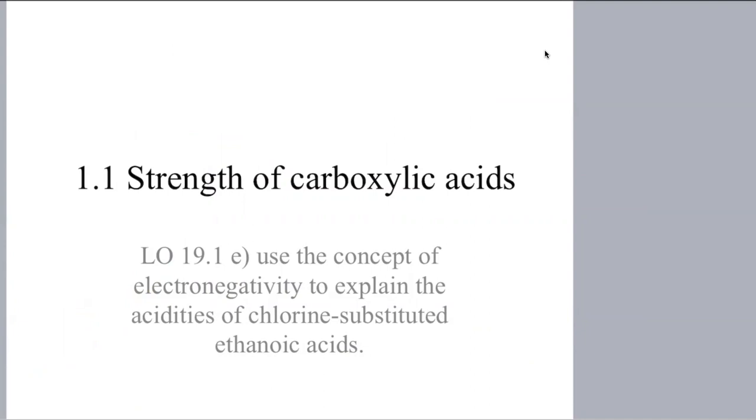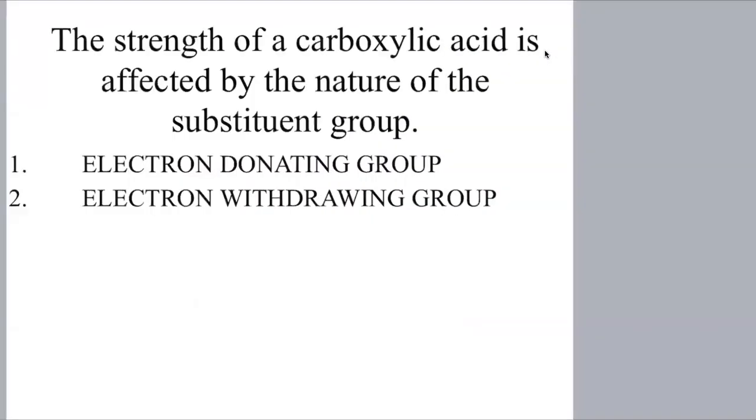Today we're going to look at the strength of carboxylic acids, just within the functional group. That means we're not looking at the other functional groups. The learning objective is to use the concept of electronegativity to explain chlorine substituted ethanoic acids. The strength of a carboxylic acid can be affected by the nature of the substituent group. A substituent group is an atom or a group of atoms that has been attached to one or more atoms in the carboxylic acid. For example, the hydrogen is replaced by chlorine, so chlorine in this case is a substituent atom.